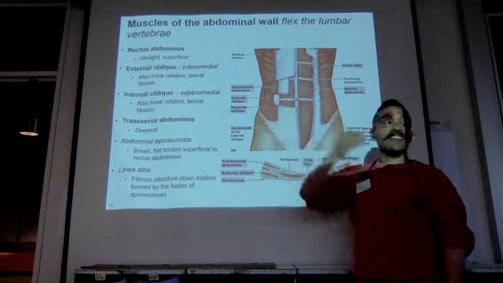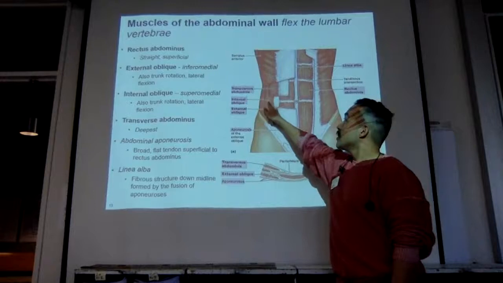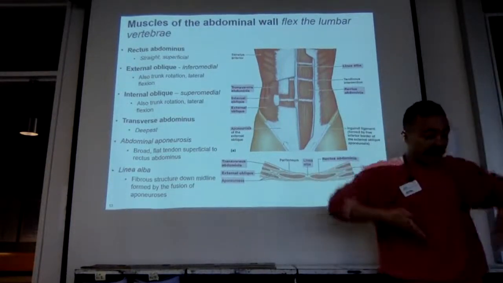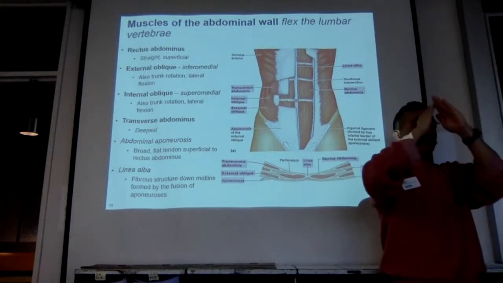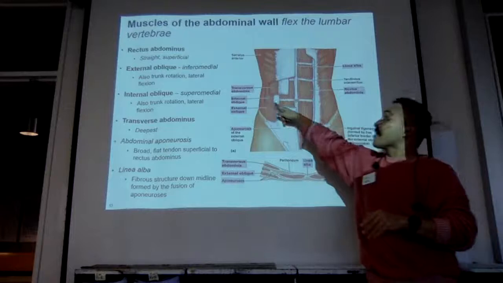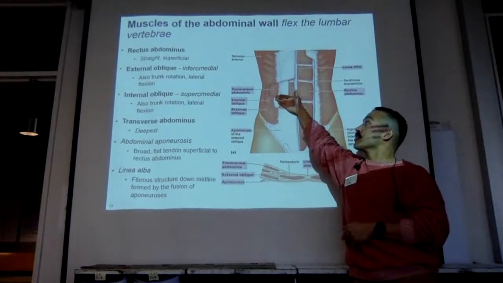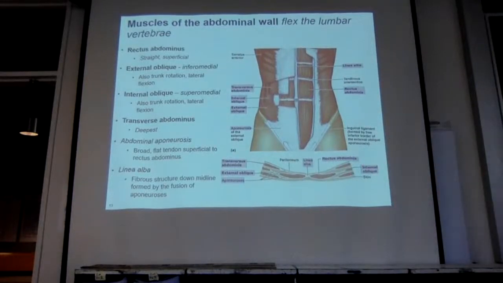Internal oblique is 1 deep to that. So if you peel away the external, you get to the internal. Internal oblique is this way. External oblique points down and in. Internal oblique points up and in. And then there's a 3rd layer to go even deeper than the internal oblique. That's the transverse abdominis. It's going horizontal. External, internal, transverse.